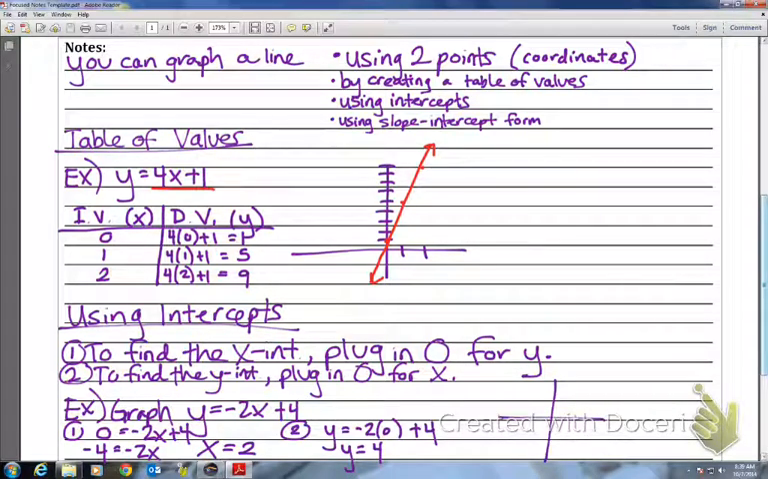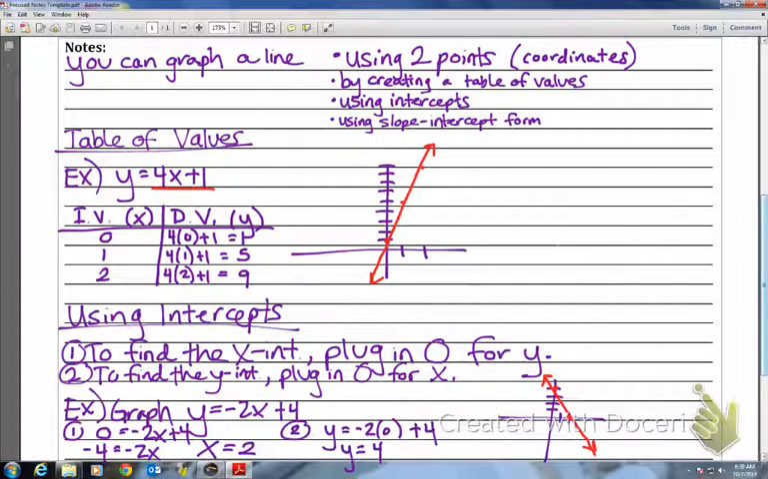When I go to graph this, my x-intercept is on the x-axis, so I come over here to positive 2. And my y-intercept is on the y-axis, so I come up here to positive 4. And I put a point here, and I put a point here. And I connect those the best that I can with a straight line. And that's the second way that you can graph.